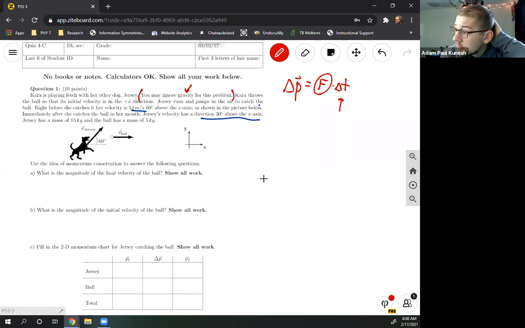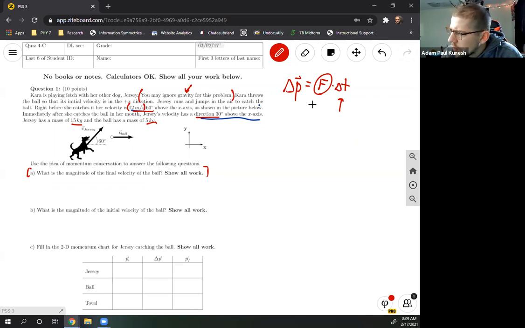Okay, so part A asks, what is the final velocity of the ball? Show all work. So this is a toughie. What information do we have? Let's double check. We have Jersey's mass. We have the ball's mass, that's good. We have a direction for Jersey's velocity, after and before. And we have a magnitude for Jersey's velocity before the collision. We don't have magnitude for the ball's velocity before or after.